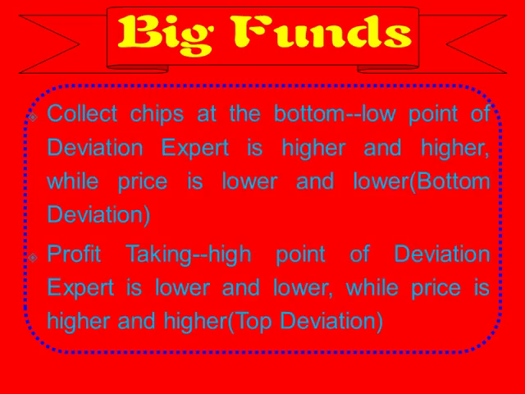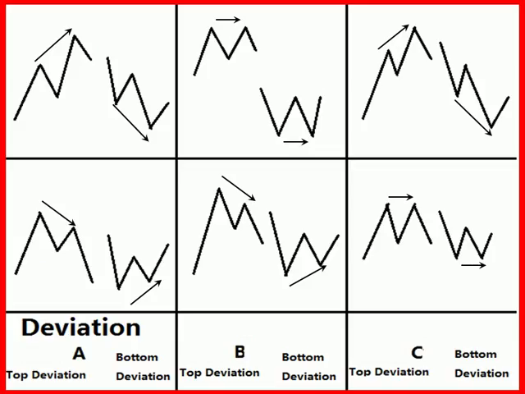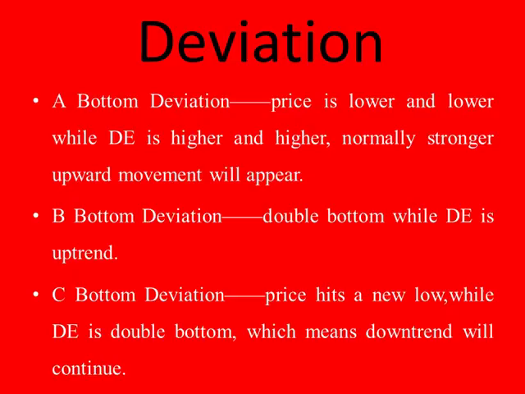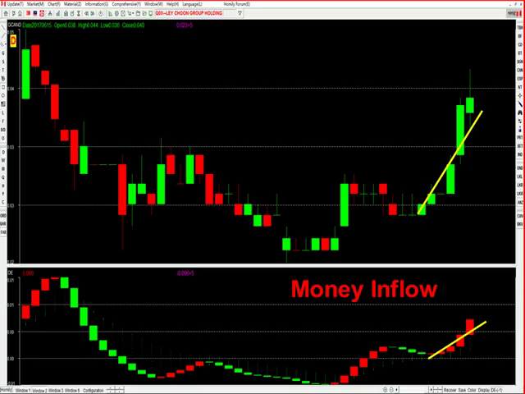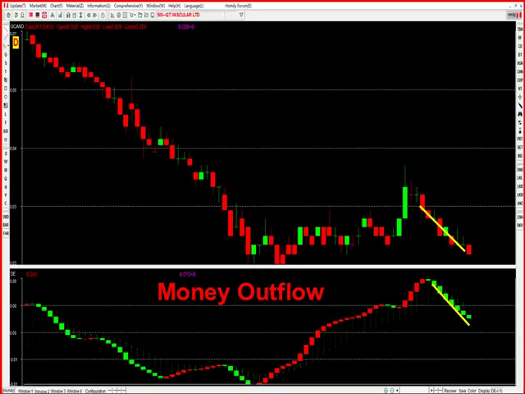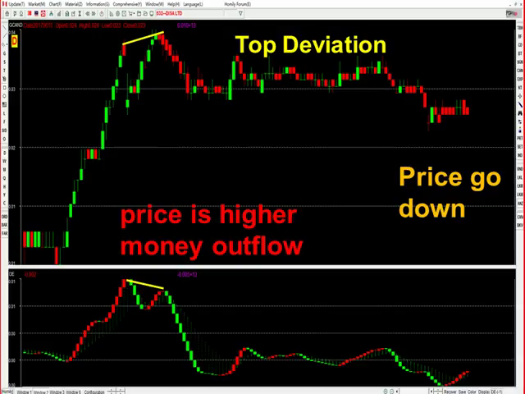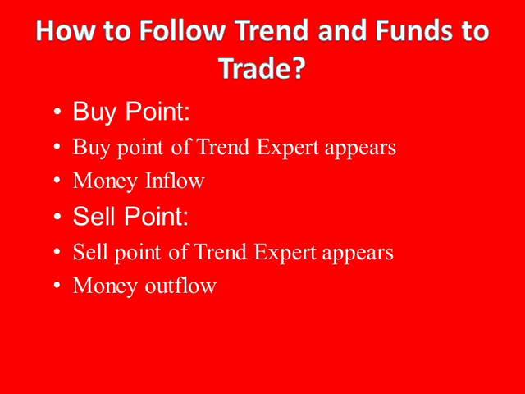The next one we learned is the big funds. I just show you what's the important thing. This one we should remember: the A level deviation, B level deviation, and C level deviation. What's the difference? Okay. So this is the deviation for the bottom, and A level, B level and C level deviation are different. Then for the bank money inflow and outflow, for the deviation expert, you should remember two things. Firstly, the color of the collar. Secondly, upward shadow or downward shadow. Okay, this is important. If you only use the deviation expert, you should pay attention to these two. But if you combine it with other information, other functions, no need to care about the shadow. Okay. So this is how to follow trend and funds to trade.